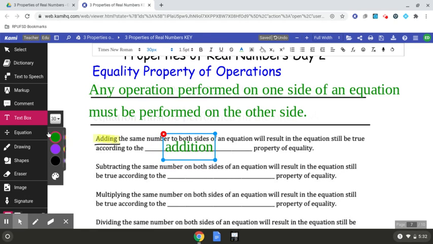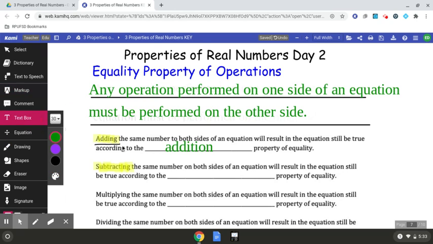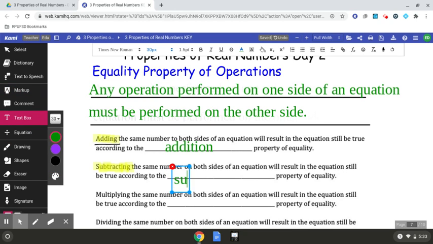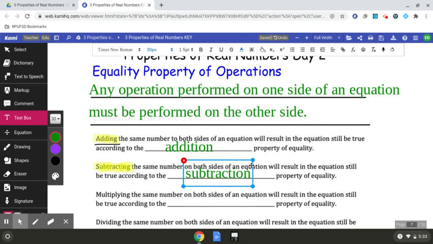The next one is very similar. This one says subtracting the same number on both sides of an equation. So now we're just subtracting. It will keep the equation true, according to the subtraction property of equality. So this just says that if I subtract on both sides of an equal sign, then my equation will still hold true.